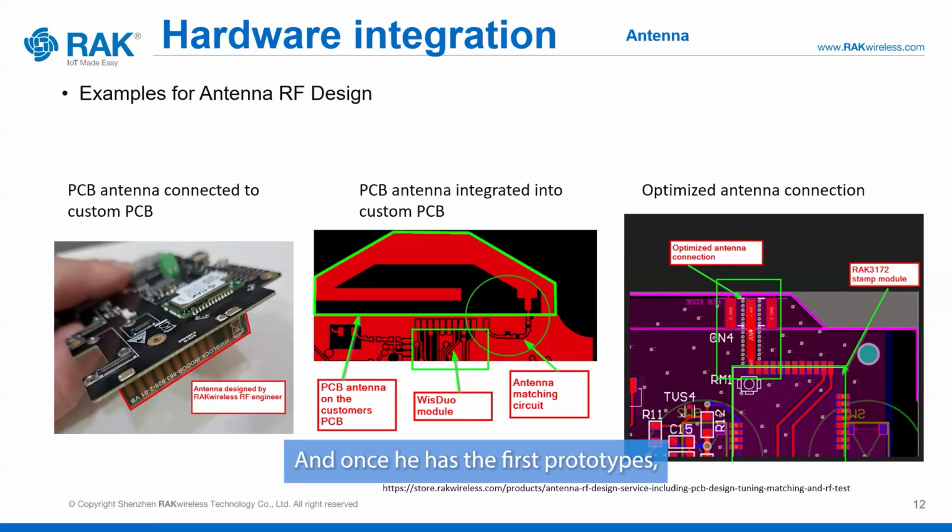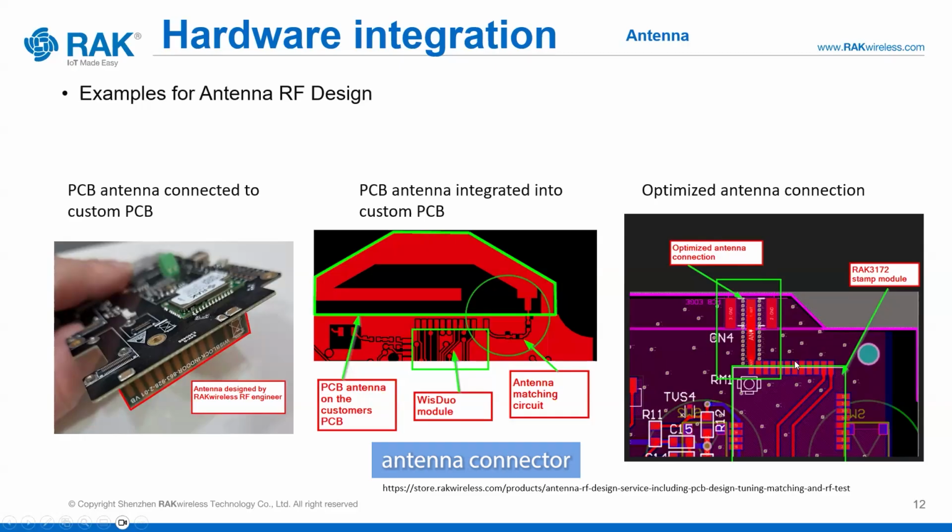And once he has the first prototypes, we offer to test these first prototypes with an integrated antenna and make adjustments to the RF path matching if required. And the simpler way is if the customer wants to use a different antenna connector, like an SMA connector, we can support in the design of the RF path from the RF pad to the antenna connector itself.